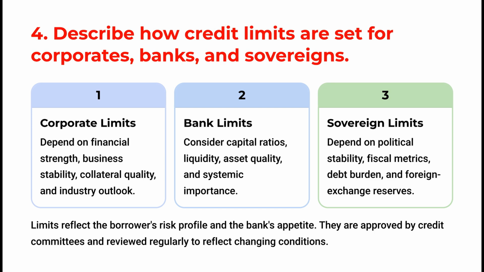Describe how credit limits are set for corporates, banks, and sovereigns. Limits reflect the borrower's risk profile and the bank's appetite. For corporates, limits depend on financial strength, business stability, collateral, and industry outlook. For banks, limits consider capital ratios, liquidity, asset quality, and systemic importance. For sovereigns, limits depend on political stability, fiscal metrics, debt burden, and foreign exchange reserves. Limits are approved by credit committees and reviewed regularly to reflect changing conditions.